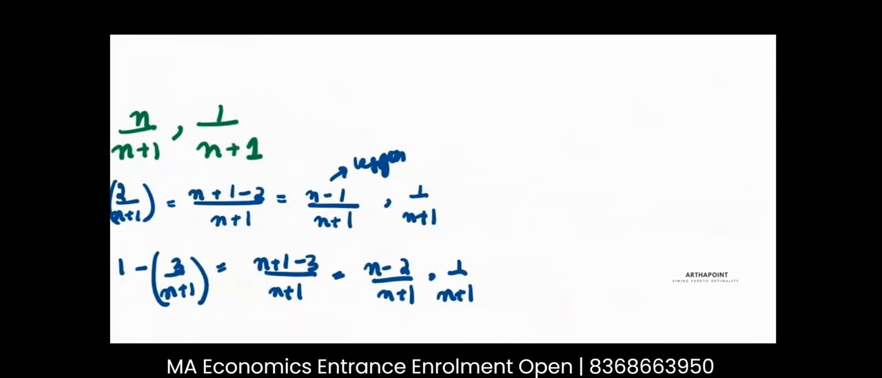So basically what will happen is that these rectangles that you would be formulating, the widths of the rectangles would be the same. All of them will have a width of 1 upon 1 plus n.